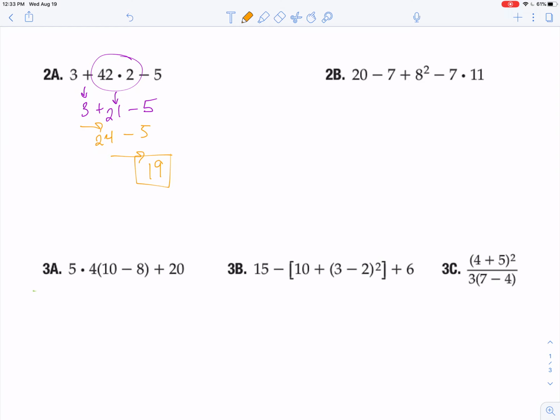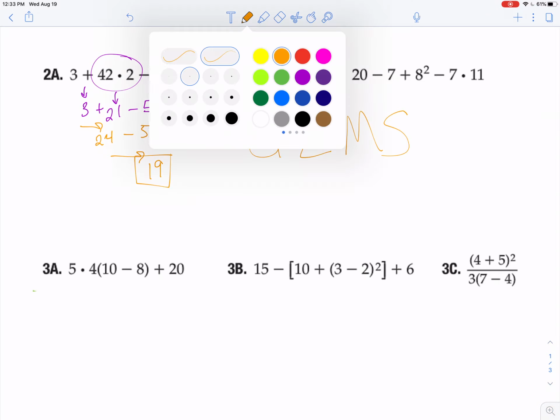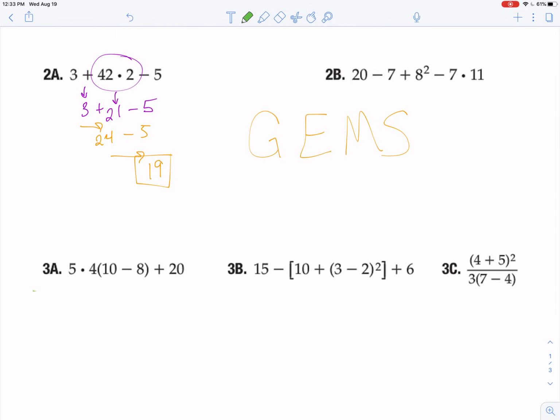But again, I'm just going to start with GEMS, and maybe I'll even write GEMS out up here somewhere. G, E, M, S. G stands for groupings. Great. Looks like I have a bracket here and parentheses. Do the innermost one. So I'm going to do the parentheses. 3 minus 2 is 1 squared. Bracket plus 6. Copy down the rest of this.